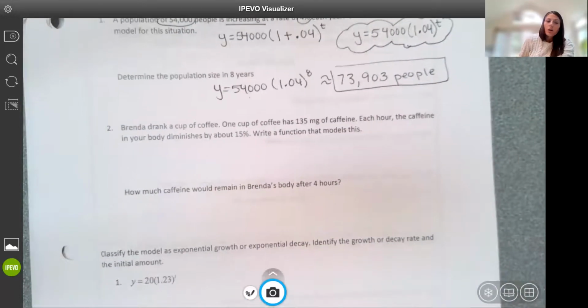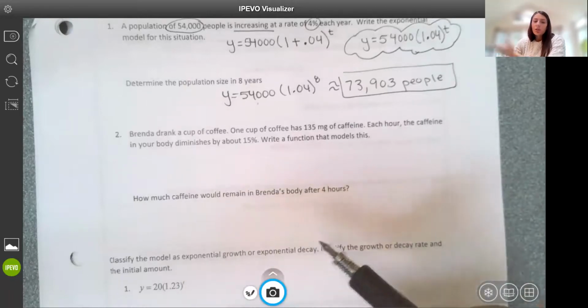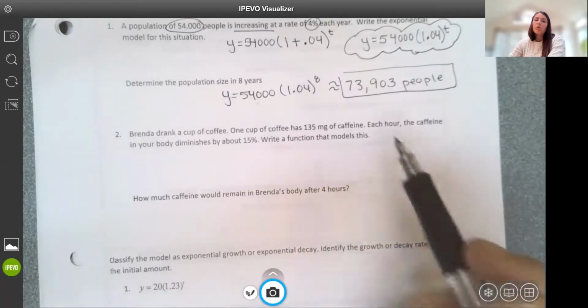Our next example is Brenda, who drank a cup of coffee. This is another really common one. So like some sort of, either you take some medicine or drink coffee and you have a certain substance that's in your system. When you initially drink it, you have a certain amount of that substance in your system. And then over time, that amount diminishes, okay, depreciates over time. If I take a Tylenol at 500 milligrams, in 3 hours, it will be less than 500 milligrams that's left in my system. So we can write a function that models this, kind of how that works when you put a substance in and it's slowly diminishing from your body.